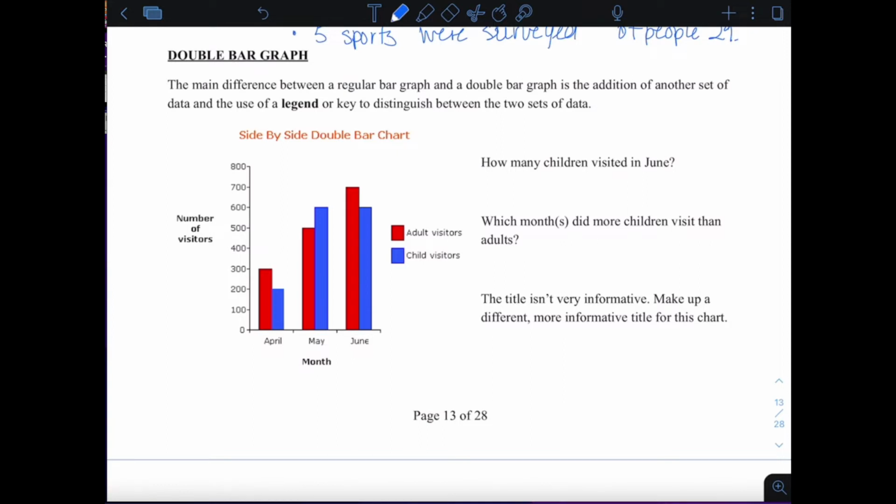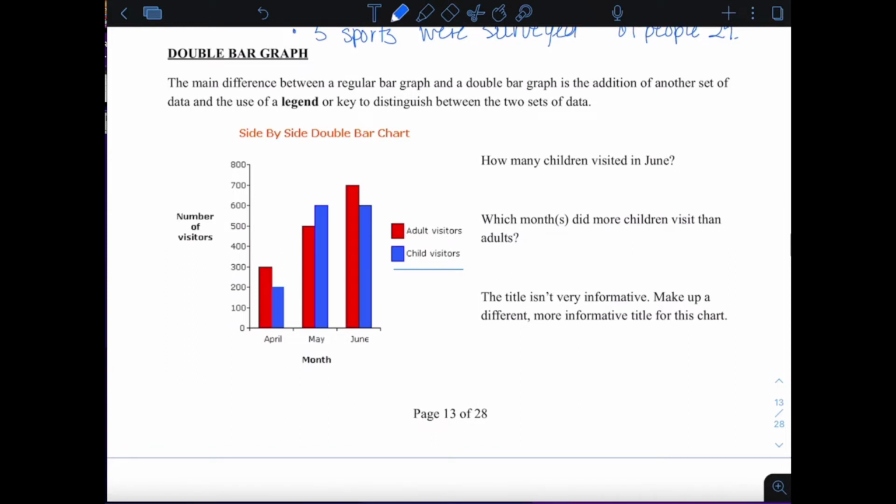But as we can see, this one is a bit different, okay? Namely because it has a legend, but you're also answering the same question for 2 different groups, okay? So this graph looks to me like it's asking the number of visitors in the months of April, May, and June to a place. It doesn't matter where the place is, but we're comparing the number of adult visitors versus child visitors, okay? So we're going to look here to see how many children visited in June.